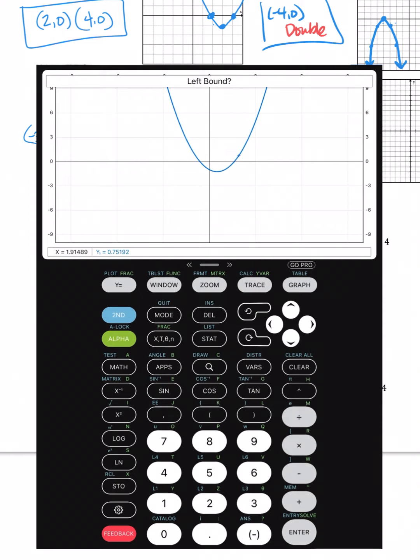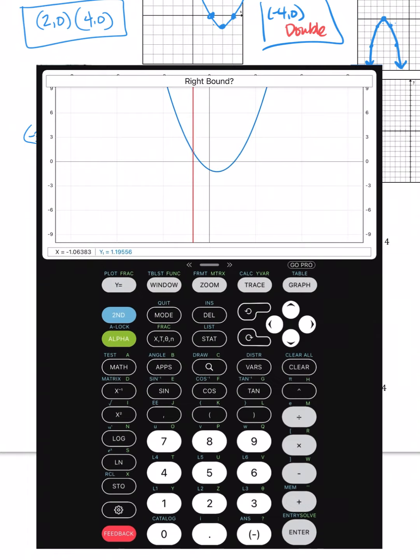And notice it asks me, where's the left bound? Okay, notice the little blue clicker. And if I hit the left arrow, it's moving left. Now, the 0 is where it's crossing the x-axis. So I'm going to go to the left of it, just left of it somewhere. I'm going to hit enter, and notice it drew a boundary.